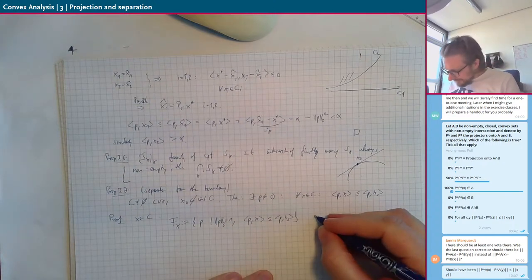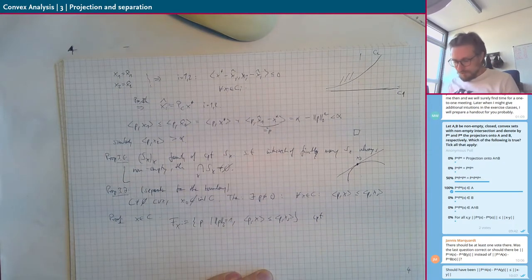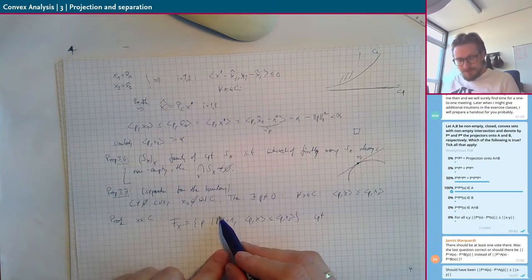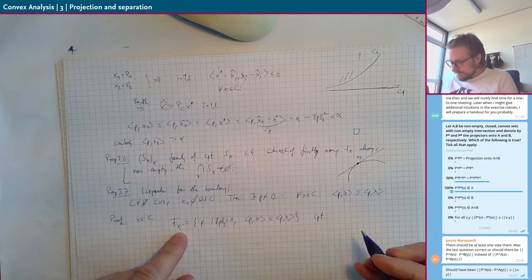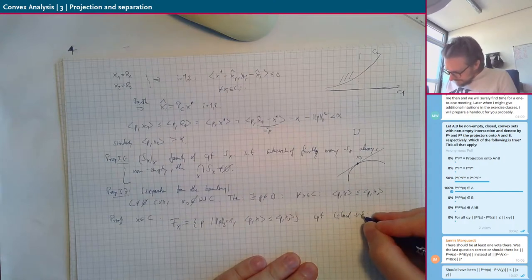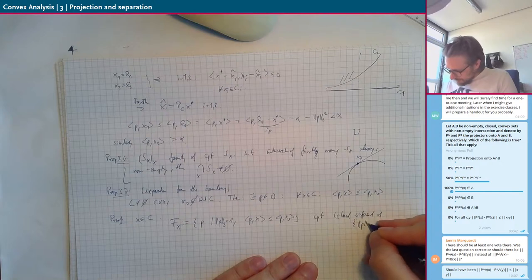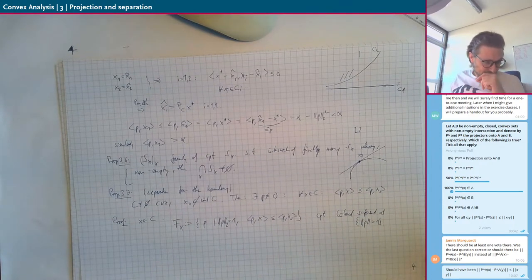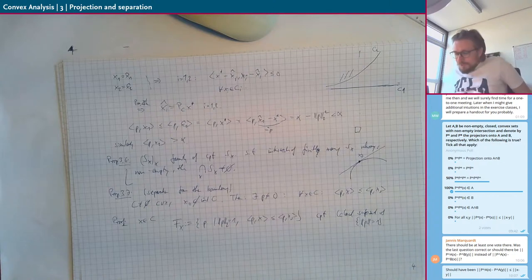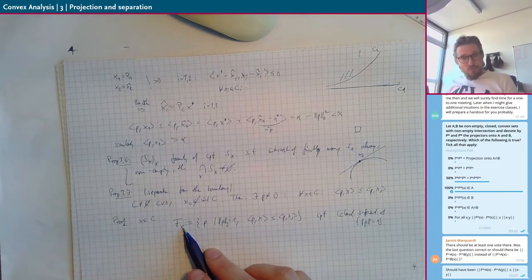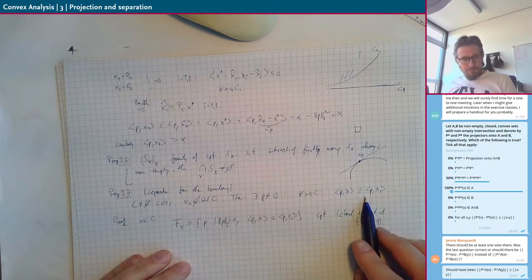And this is a compact set for each x. Why is it like this? Because this is a closed subset of the set norm p equals 1, which is compact. Okay, now I want to show that the intersection of all these is still non-empty and contains at least one p, and then this p would work.